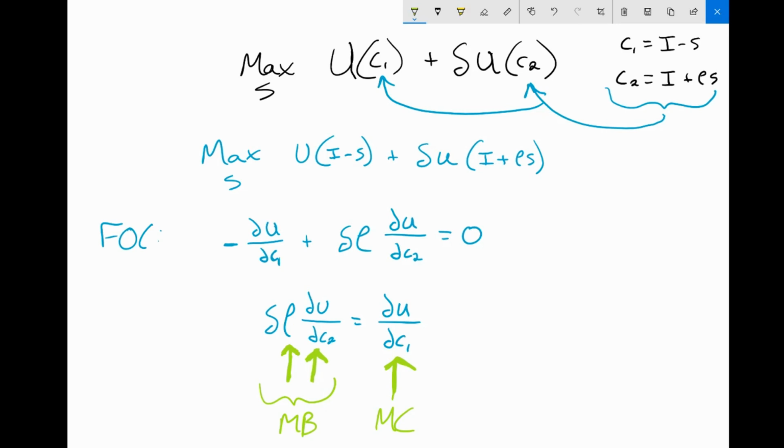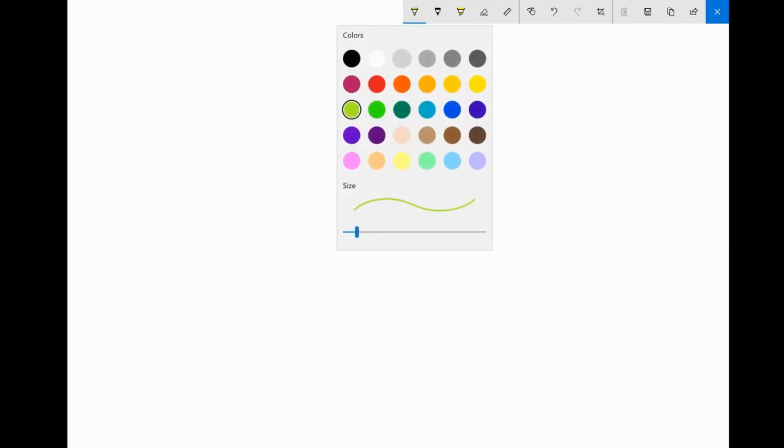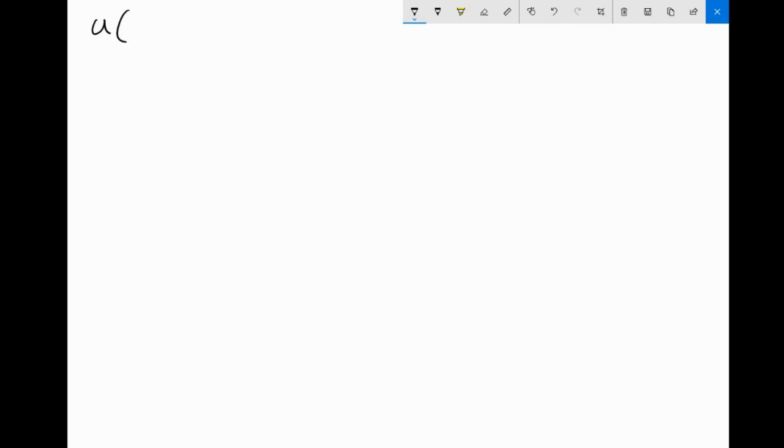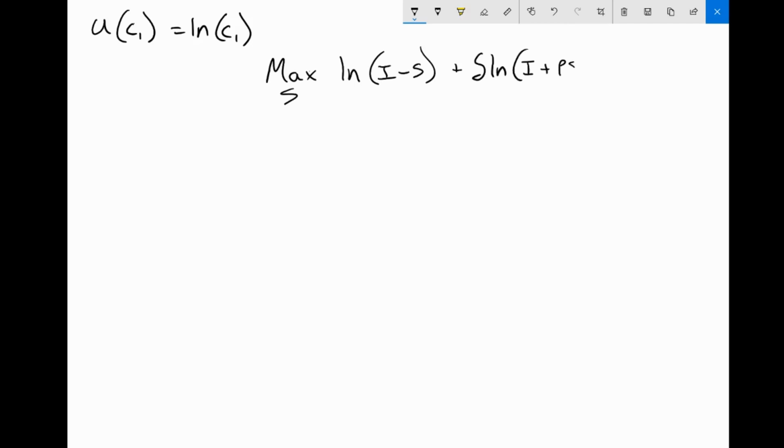Now, what I want to do next is the same problem, but now I want to define my utility function as the natural log utility function so we can get some more precise estimates and do some more precise analysis. So let's do this. We're going to choose savings to maximize utility. So here's our new utility function. Our utility function now has the natural log instead of just the generic u. So let's solve this for S star.